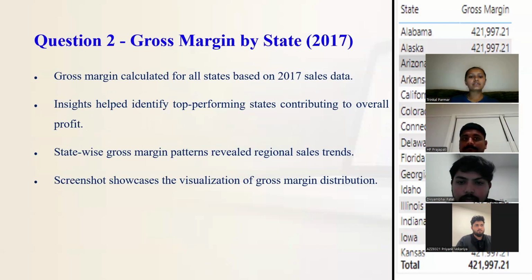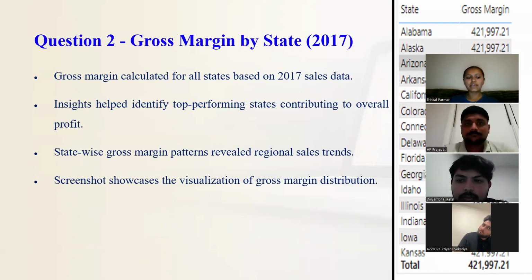The second question is gross margin by state. To better understand the distribution of gross margin across the country, we looked at the information by state to reveal the regions with the highest performance, which then aids in the proper distribution of finite resources and efforts.